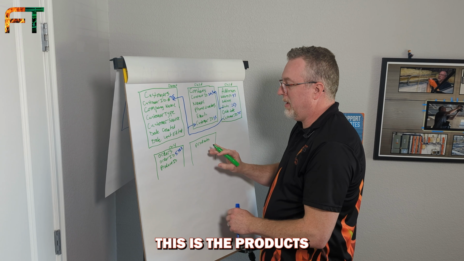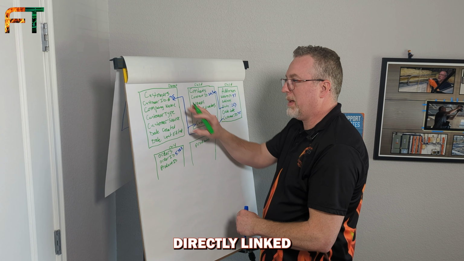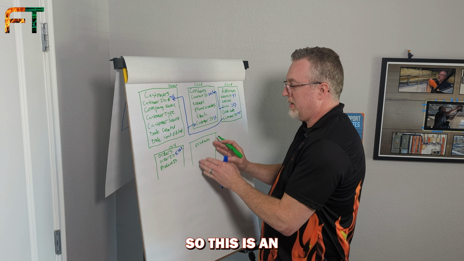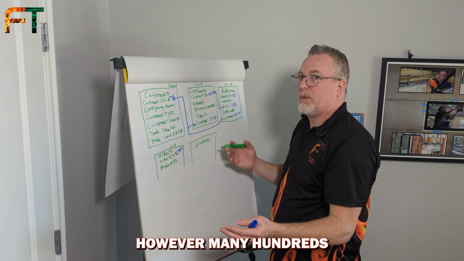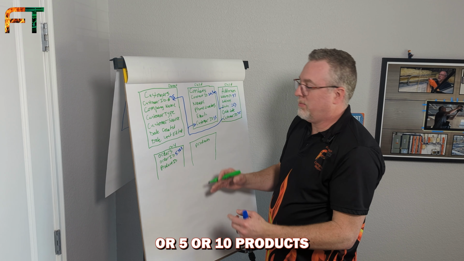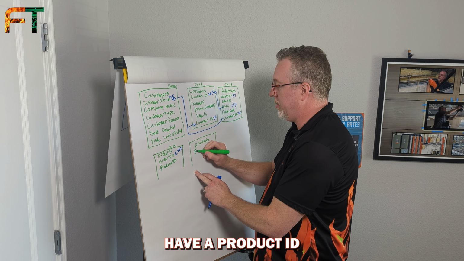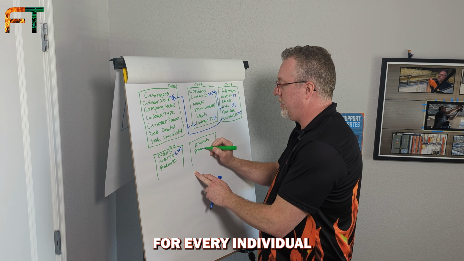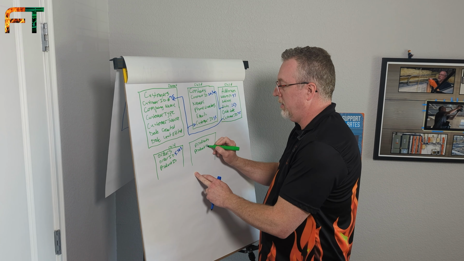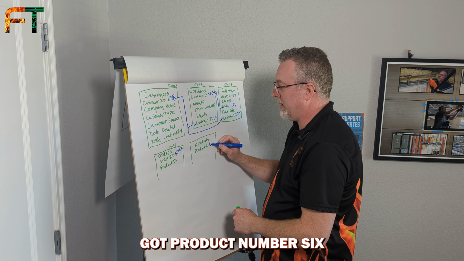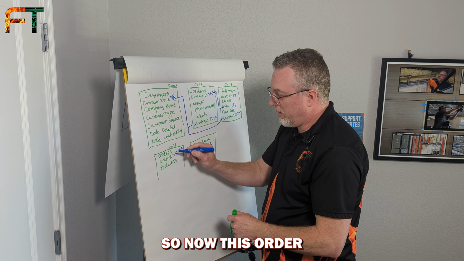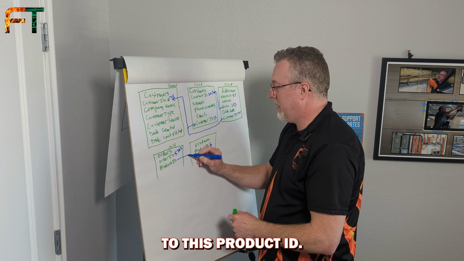Now the beauty of this is the products table isn't directly linked to a customer. So this is an independent table that allows you to store however many hundreds or thousands or 5 or 10 products that you have. So again, you're going to have a product ID for every individual product that you sell. Let's say that we've got product number 6 because we don't have a lot. So now this order will be linked to this product ID.